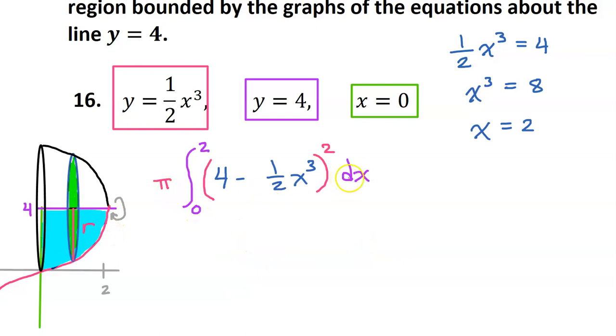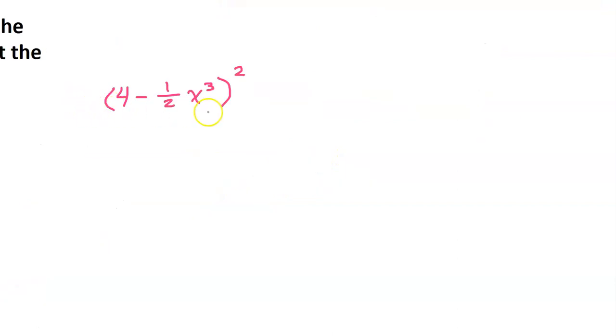So it's time to find the volume by integrating this expression. However, U substitution wouldn't really work on this problem, so how do I integrate it? We need to come off to the side and expand this expression. So I'm going to do 4 minus 1/2 x to the third power times 4 minus 1/2 x to the third power.